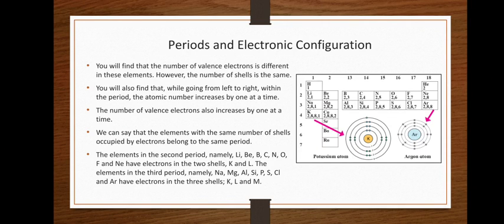The elements in the third period, namely sodium, magnesium, aluminium, silicon, phosphorus, sulfur, chlorine and argon have electrons in the three shells K, L, M, right? Followed, students? So the number of shells keeps on increasing when you move down a group. Okay, and the number of the period will tell you the number of shells of that particular element.